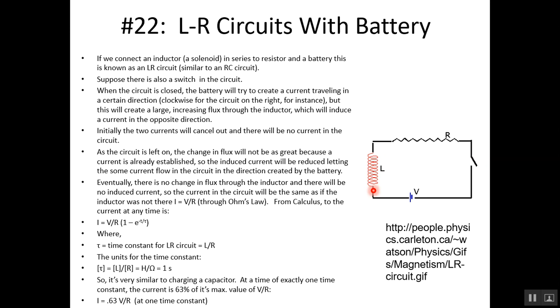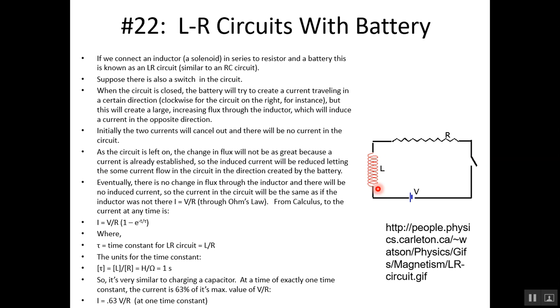But then over time, there's less change in current over time, because when you first connect the switch, there's a big change in current, right? And then as you wait, it gets less and less. And that decreases the change in magnetic flux over time. So the current fighting against it goes down over time, and eventually the current gets through the solenoid. And if you wait a really long time, the current is eventually equal to the current without the solenoid, right?